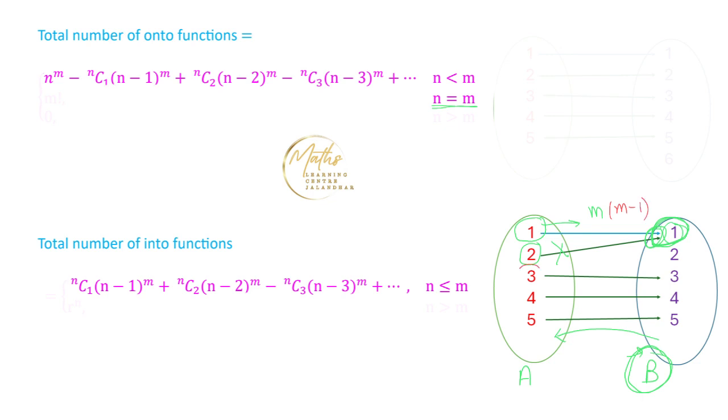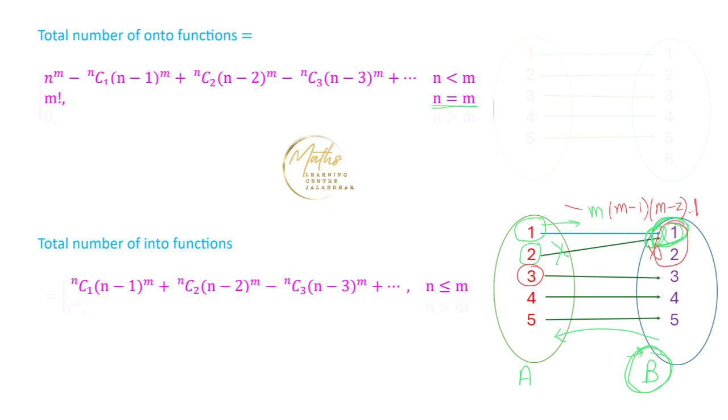Then 3 cannot be mapped to the first two elements, so we are left with m minus 2 options, and continuing in this way, for the last element we will have only one option. So what we obtain from this is that when n is equal to m, the number of onto functions that we can have is equal to m factorial.